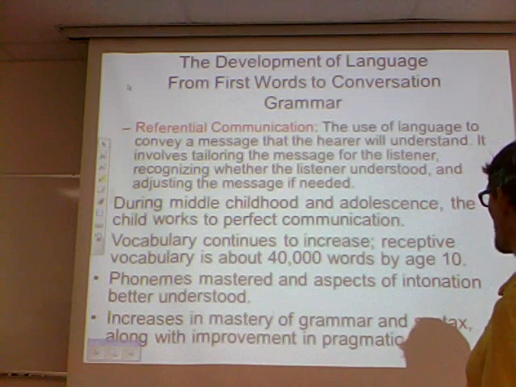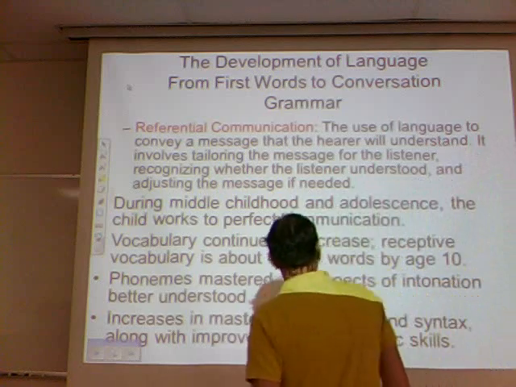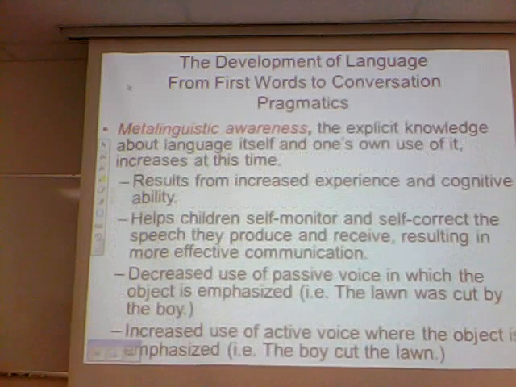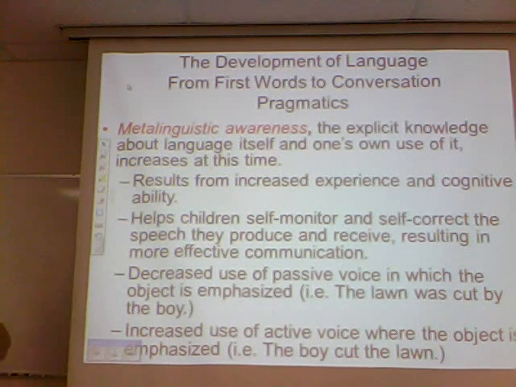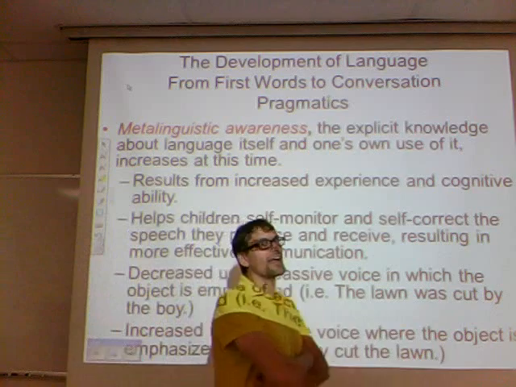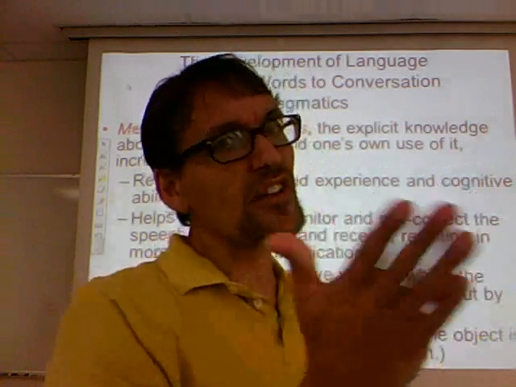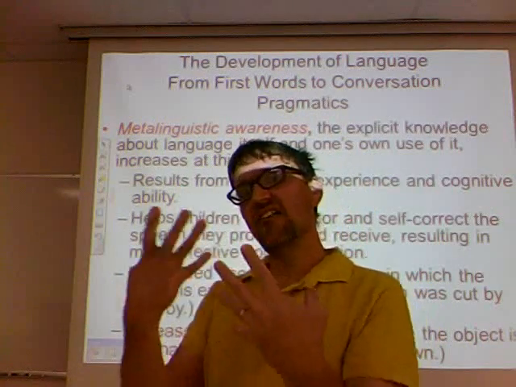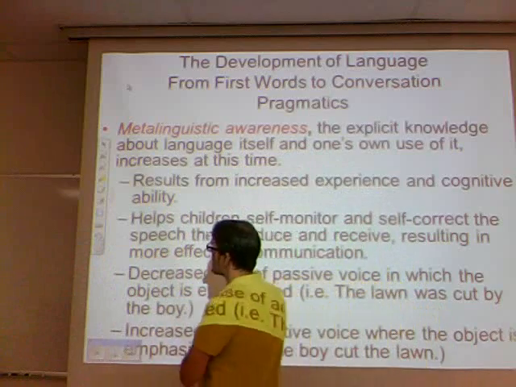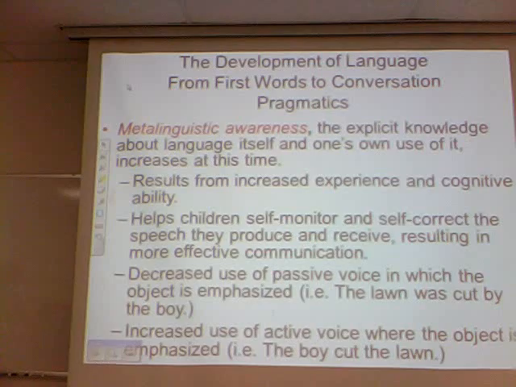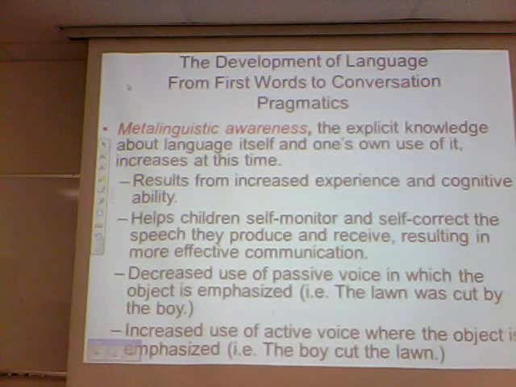Vocabulary increases 40,000 words by age 10. Improvement in metalinguistic awareness. I mean, this is interesting. The explicit knowledge about language itself and one's own use of it. Children can self-monitor better. Metalinguistic awareness in some ways is sort of like related to that cognitive idea we had earlier called theory of mind. Sort of like the linguistic equivalent of theory of mind, if you can imagine such a thing. During this time, we self-monitor and self-correct speech more rather than just producing what comes out.